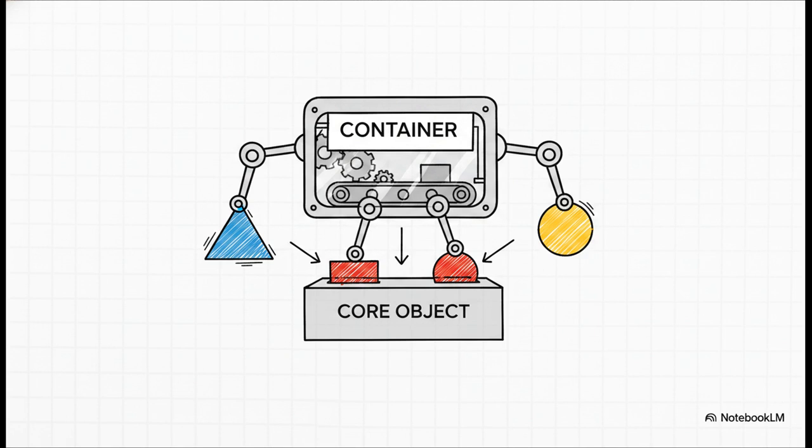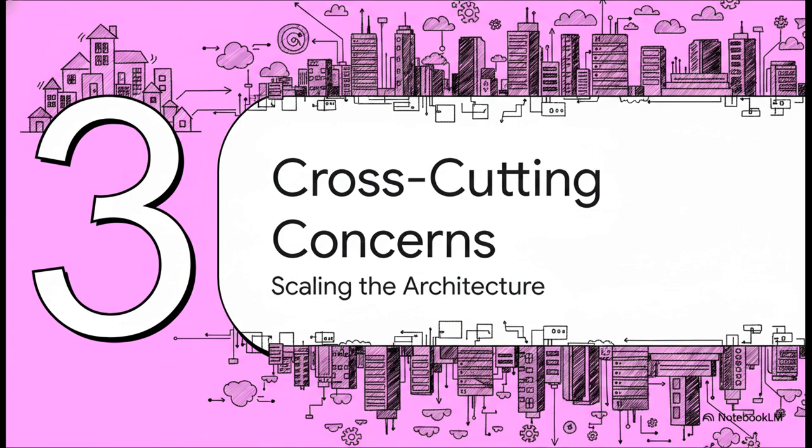Then, a container, like the Spring Framework in Java, swoops in and dynamically wires up those dependencies on demand. It usually does this using configuration files or annotations, leaving your core objects completely, blissfully ignorant of how the system is actually stitched together under the hood. All right, let's dive into Section 3, Scaling Cross-Cutting Concerns.